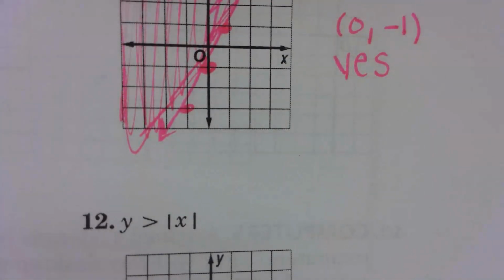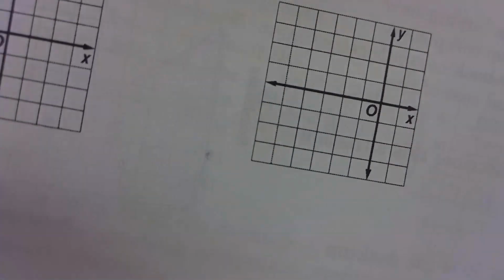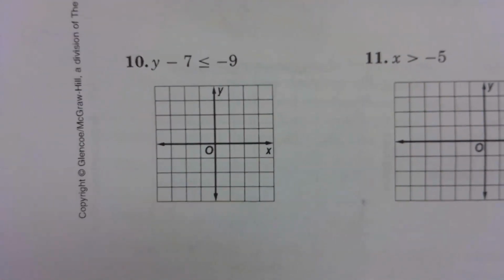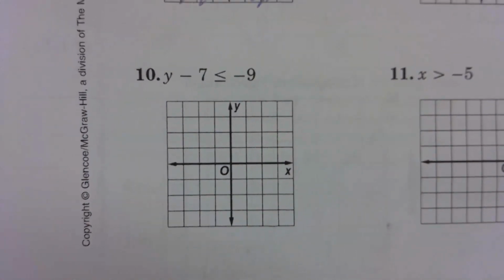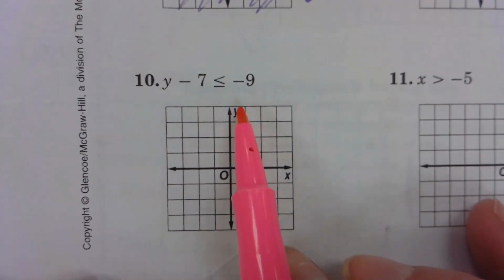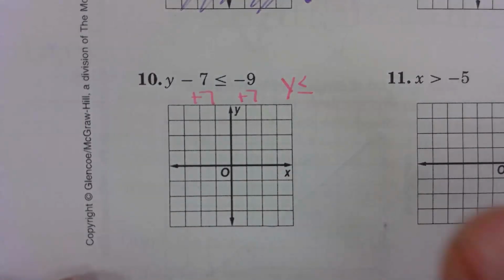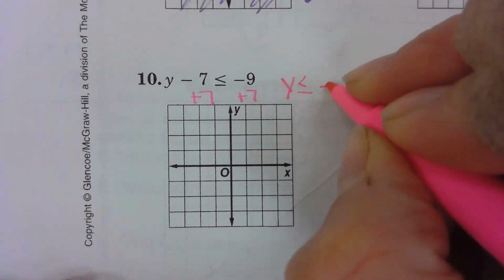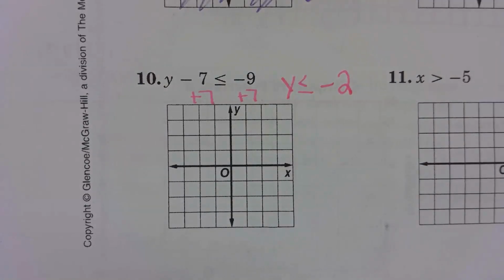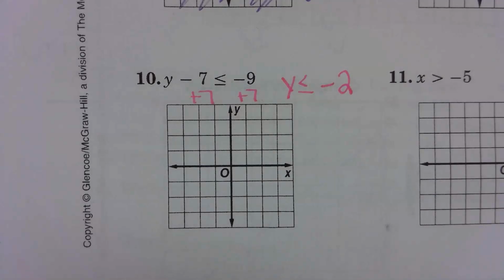Okay, we're on this side, number 10. Number 10, solve for y. So you isolate it. When we solve for y, we get y is less than or equal to, by adding 7 to both sides, -9 plus 7 is -2. What is the slope of an equation of a line that has no x? 0. So that means this line is horizontal.